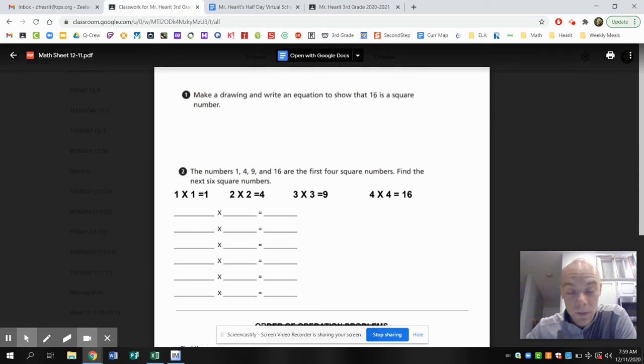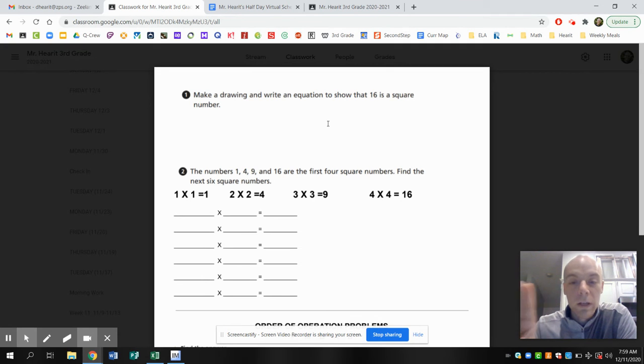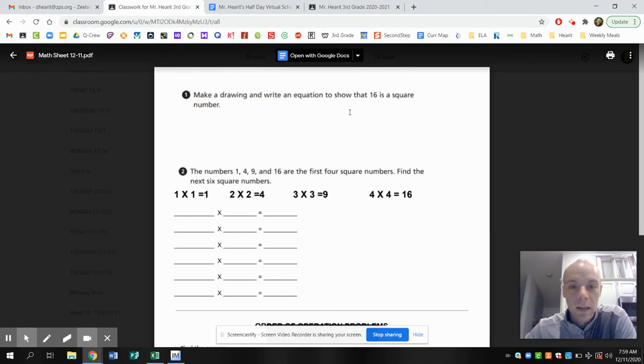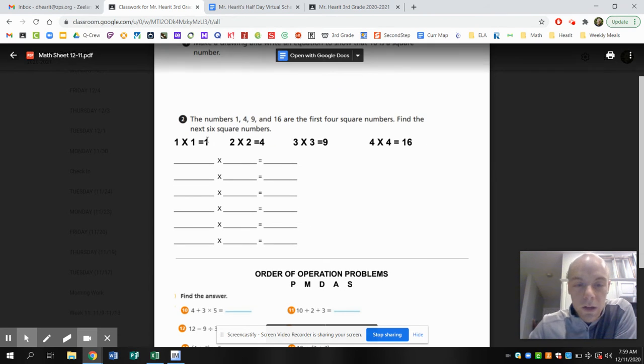So a square number is 16. It's not 16 times 16. It's what two numbers that are the same that multiply to equal 16. And then you're going to draw it. So give me that equation and then give me a drawing that goes along with it. Awesome. And then number two down here, I have to talk about square numbers too.